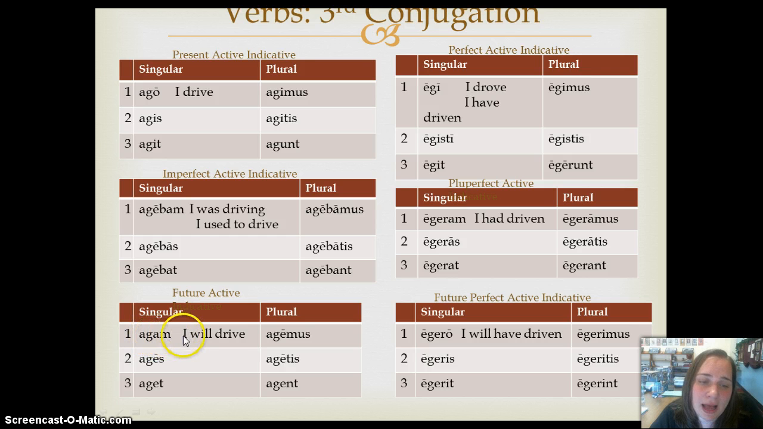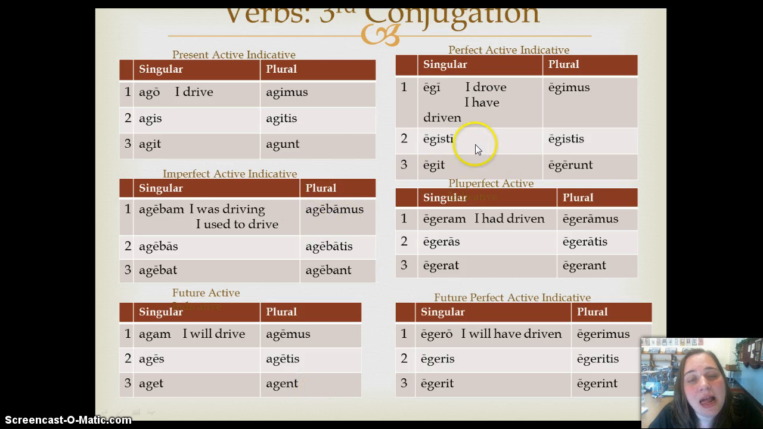If you want to then show this verb to be future, you change the ō to an am, okay, so agam, I will drive, and then you change the i present vowel to the e future vowel, okay? So agis is you drive, but agēs is you will drive, okay? Agit is she drives, but aget is she will drive, right? Agimus, we drive. Agēmus, we will drive. Agitis, y'all drive. Agētis, y'all will drive. Agunt, they drive. Agent, they will drive, okay?